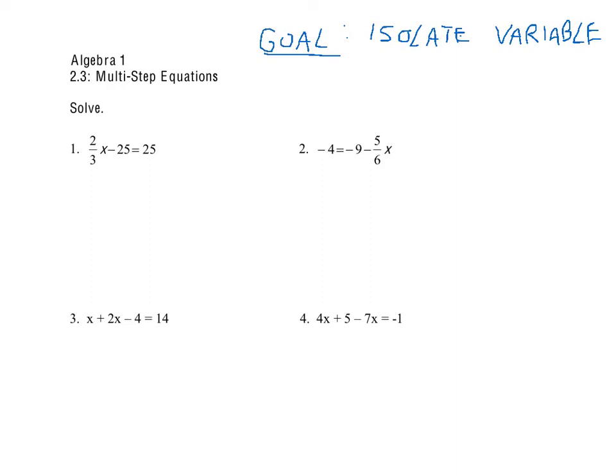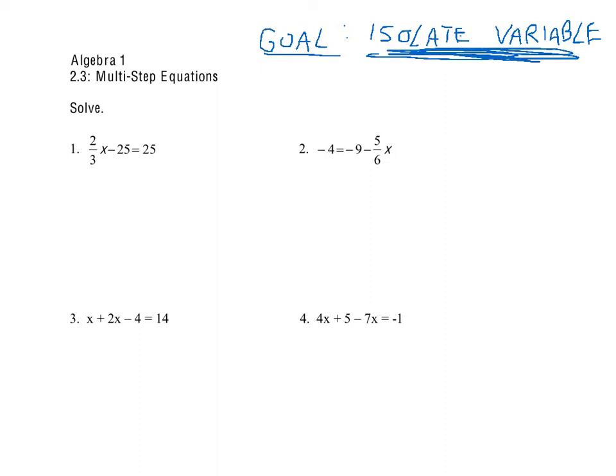Alright, this video is the second video along the same lines of solving for equations. The first video on 2.2, we basically went over very simple equations. It really just took us one step or two steps. Now we're going to add a couple more steps in there. It might take us 3 or 4 steps. And you can see we still have this same goal.